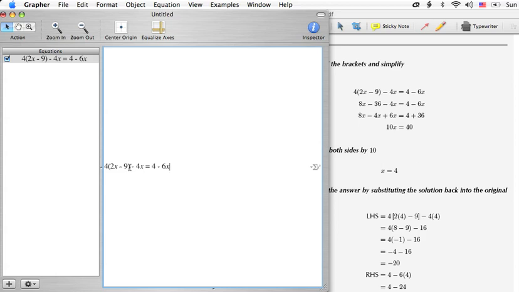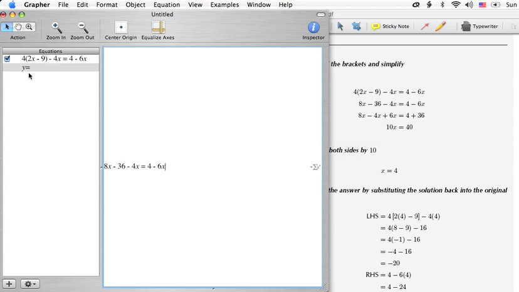And we said that the first thing we're going to do, putting up a new equation, is to multiply through. So 4 times 2x will give us 8x. We already knew that. Then we have 4 times negative 9, which is negative 36, or minus 36. And then we have the negative 4x, which we're not doing anything with. Actually, we're not doing anything with the rest of this stuff. So this is equal to 4 minus 6x.